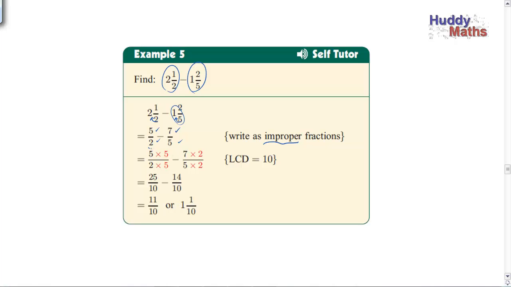Now, you can't add 5 halves and 7/5. 5 dogs take 7 cats. No, we're not adding, we're subtracting here. We've got to have them in the same units, if you like. So what's the lowest common denominator? 10.